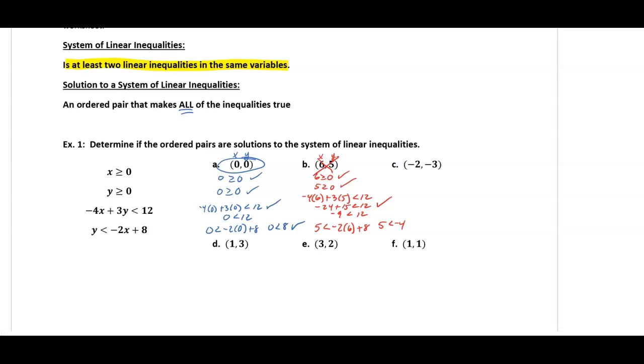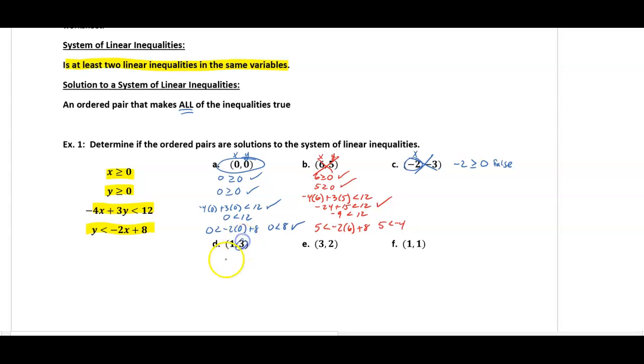So what I'm basically doing is plugging each of these ordered pairs into all four of these inequalities. So look at the next one. Here's x. Is negative 2 greater than or equal to 0? That is false, so right away, that's not a solution.